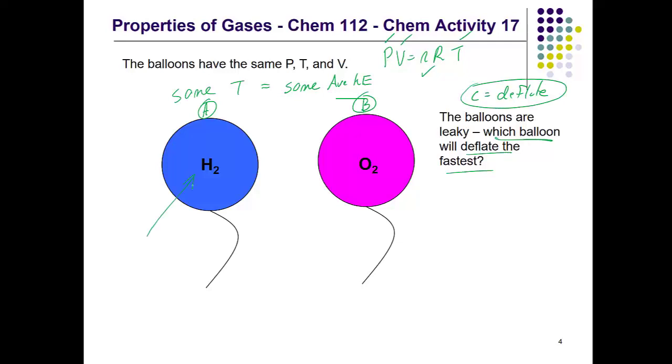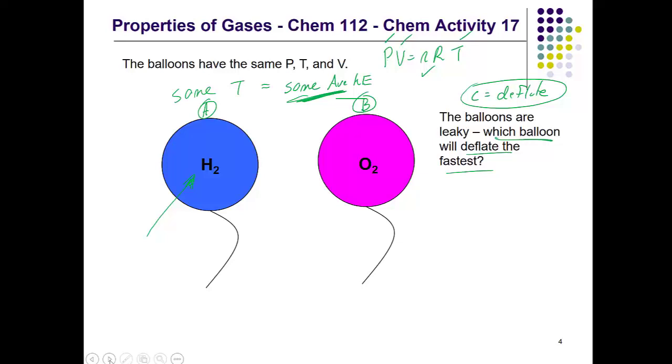Now you probably found out that it's the balloon that contains the hydrogen gas that will deflate the fastest. And so here's the issue. Although both gases have exactly the same average kinetic energy, this does not mean that both gases' particles are moving at the same speed or velocity. As it turns out, the speed or the velocity also depends on the mass of the particle. So the energy is the same, but because the masses of these particles are different, the particle that has the lower mass will be moving more quickly.